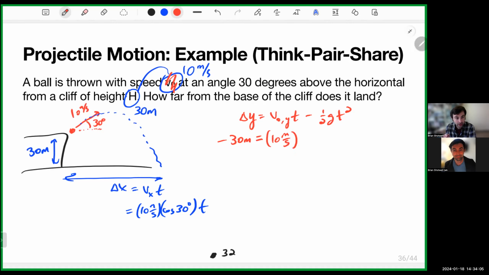Sorry, it's 10 is the V naught, but we want V naught sine theta, so sine 30 degrees times time minus 1/2. And since we're starting to plug in numbers, we can go ahead and plug in 9.8 meters per second squared t squared here. Now this is where it gets interesting.